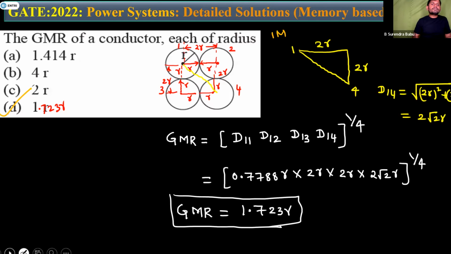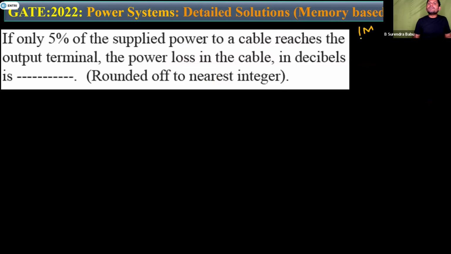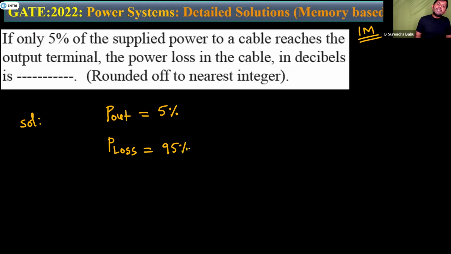Yes, friends. This is one more question. It is also a very simple question. If only 5% of the supplied power to a cable reaches the output terminal, the power loss in the cable is how many decibels? Students, only 5% reaches the output. If only 5% reaches the output, then how much percentage is the loss? The output is 5%. Then how much is the loss, students? Loss equals 95%. 95% means 0.95.